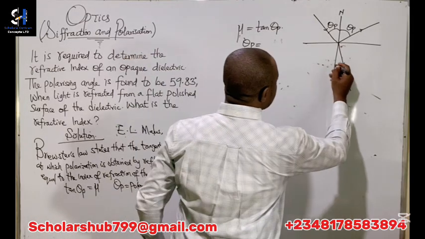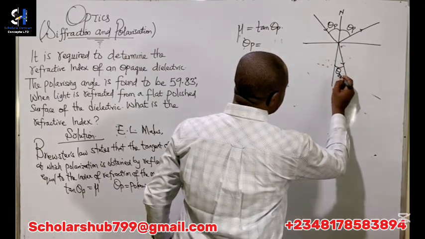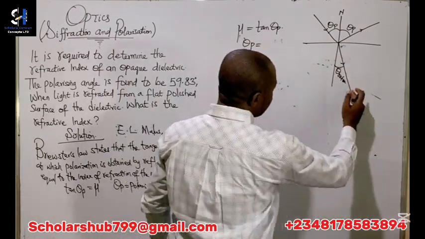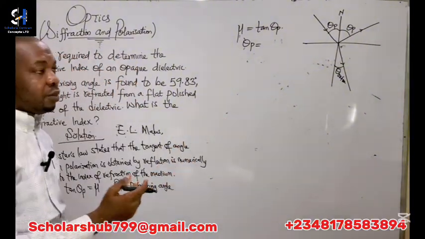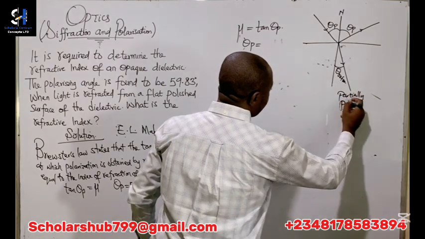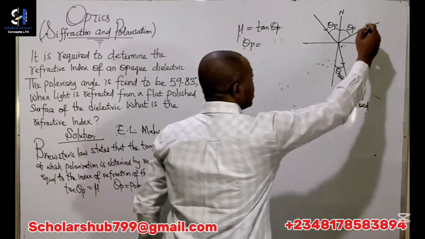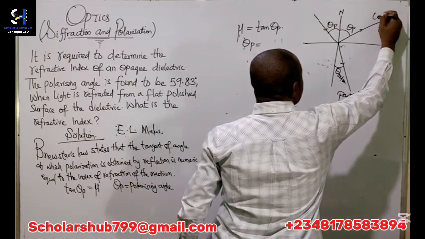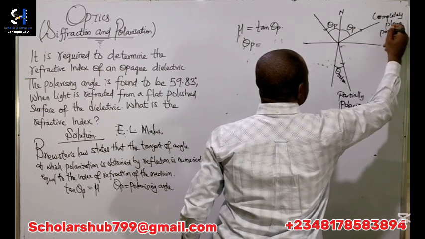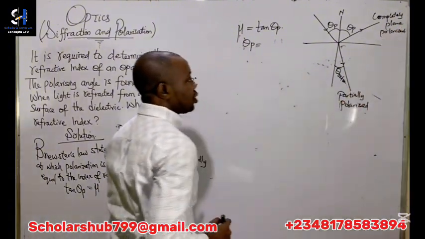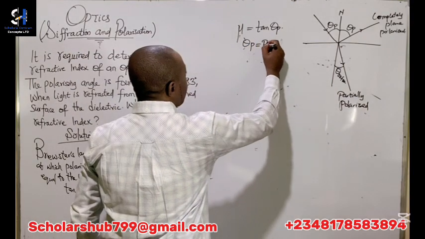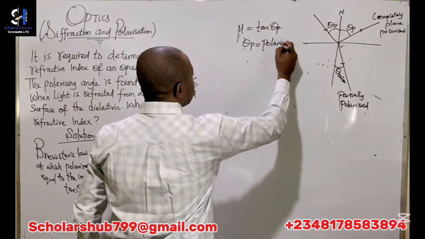So this will now be the angle of refraction. That's the bending, how the bent light makes an angle with the normal ray. This will be partially polarized, and this will be completely plane polarized. So we have the polarizing angle.